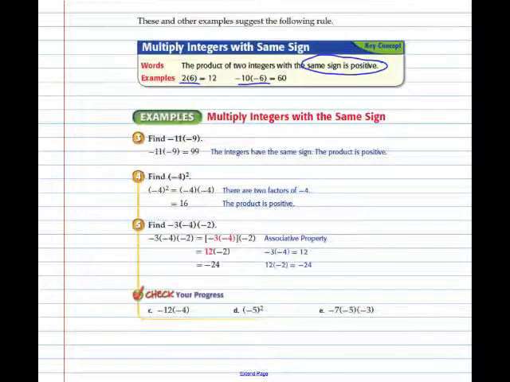In example number 3, negative 11 times negative 9 is positive 99. In example 4, negative 4 squared is negative 4 times negative 4, both factors being negative, gives us an outcome of positive 16.